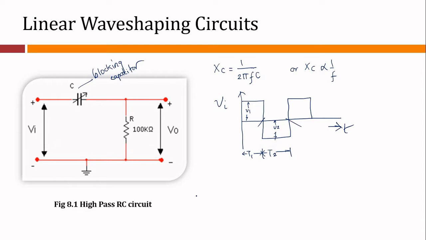Fine. Now the shape of the output waveform is referred to here as linear. Because of these linear components, the input signal is a square wave, and this circuit is going to change the shape of the input signal.